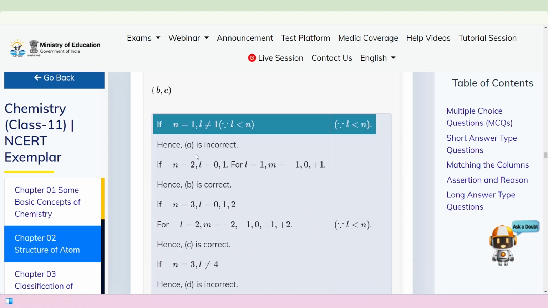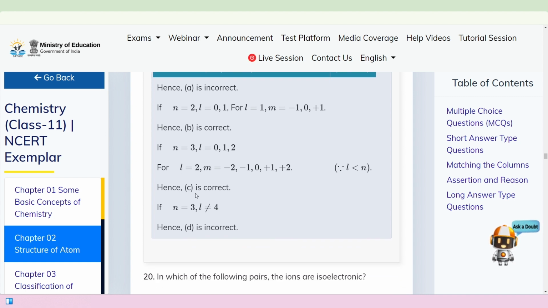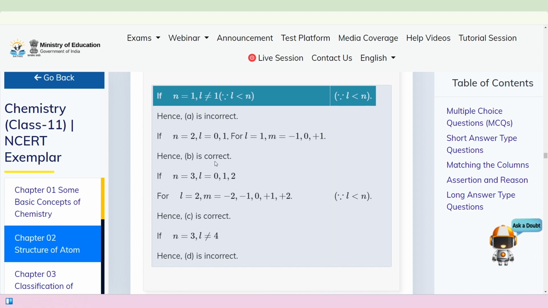So here, see, the same thing is written. A is incorrect. Why? Because we have an l value which is not allowed. B is correct. C is incorrect because the l value of 4 is not allowed. Okay, now moving on to the next question.